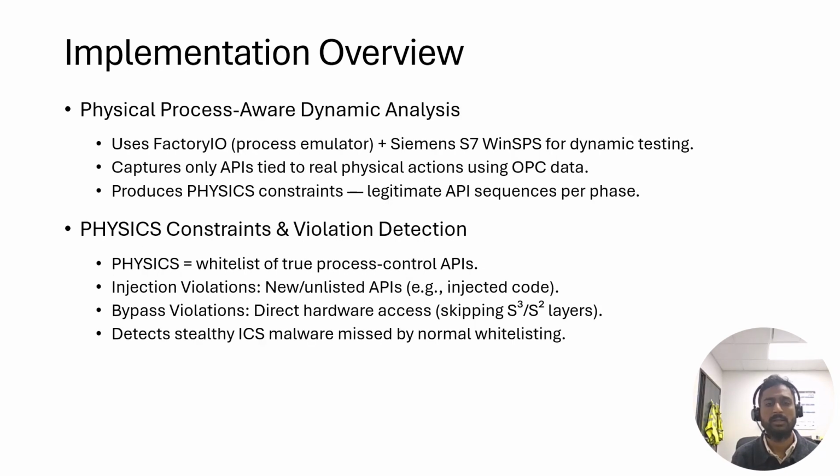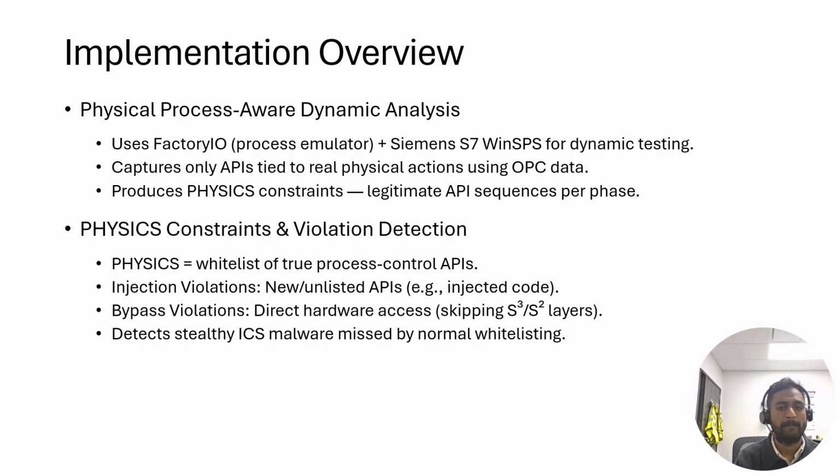How did the authors implement Scaphy to accomplish the two goals, which is the physical process aware analysis that generates the PDIG and the physics constraints? They've used Factory IO to emulate the process, and they used Siemens Step 7 SCADA software for testing. They've captured APIs that tie to real physical actions using OPC data, and they've produced physics constraints that'll show what legitimate API calls are. So that way they can whitelist those actions.